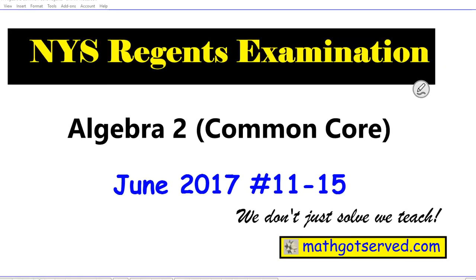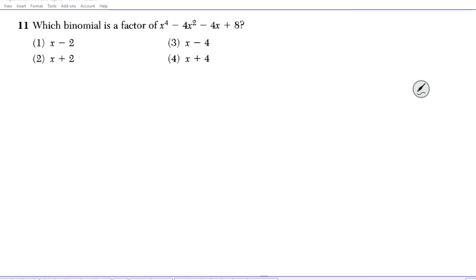In this clip, we're going to be going over problems 11 to 15 of the Algebra 2 Common Core New York Regents exam for June 2017. Alright, let's start with number 11. It reads, which binomial is a factor of x to the fourth minus 4x squared minus 4x plus 8?